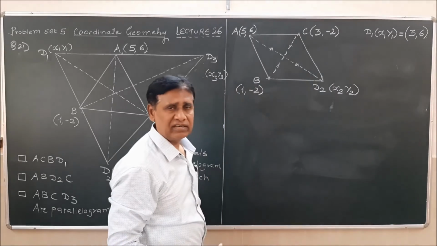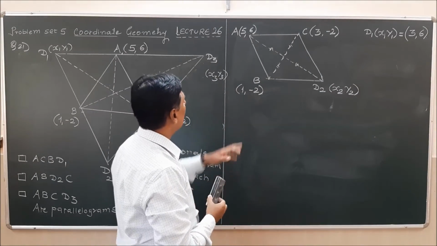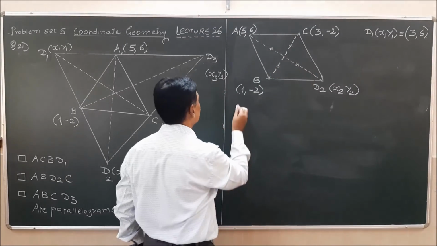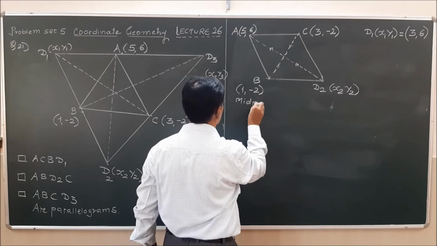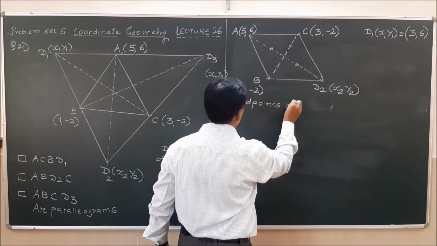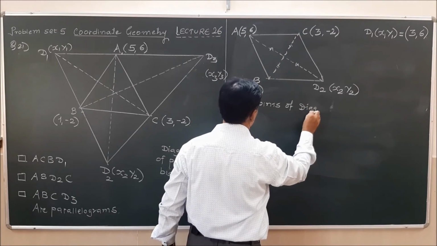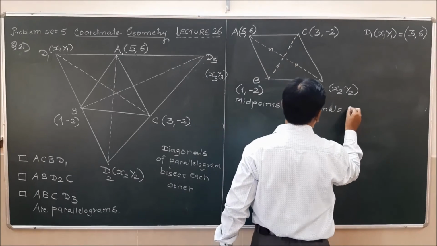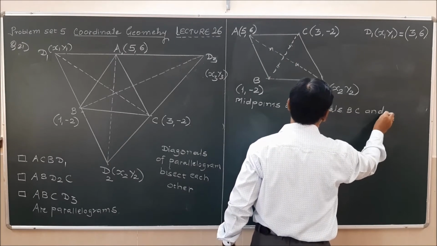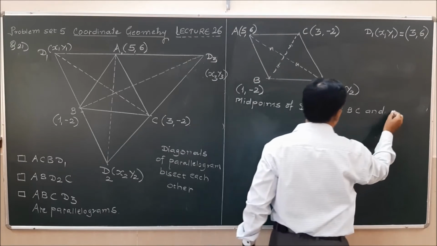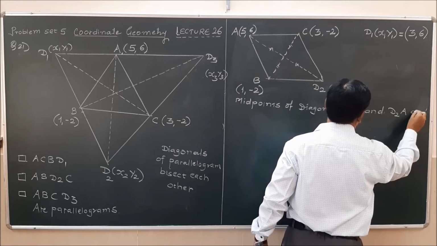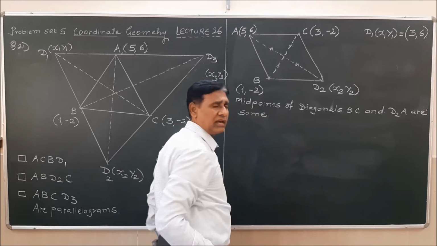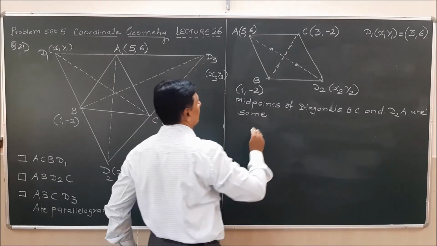In this case also you will use the same theory. What is that? Midpoints of diagonals BC and D2A are same. Be careful now again. Now please try to understand.